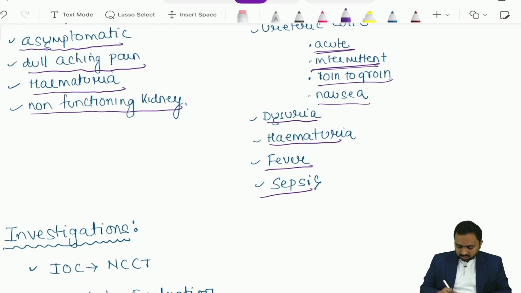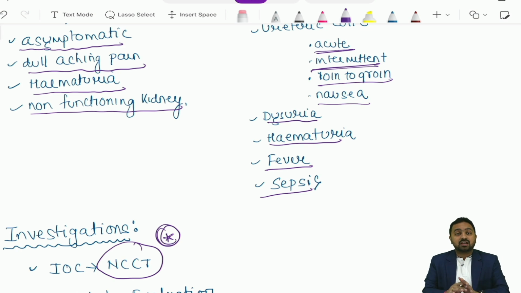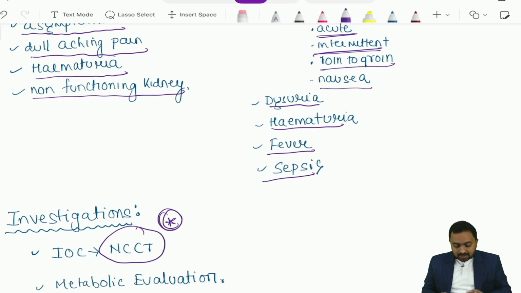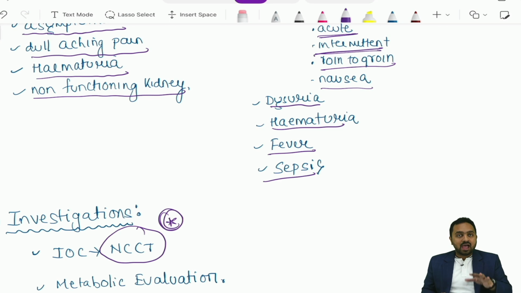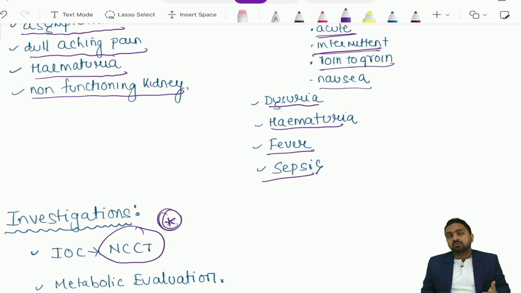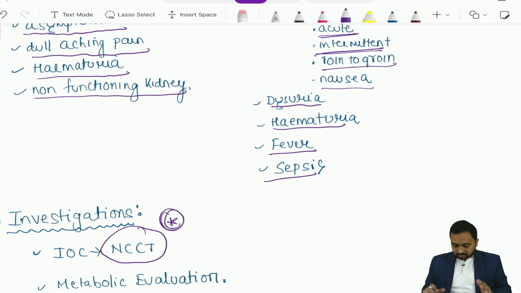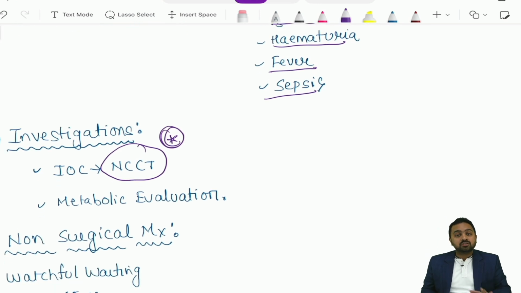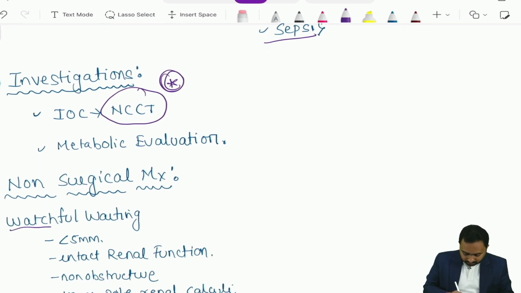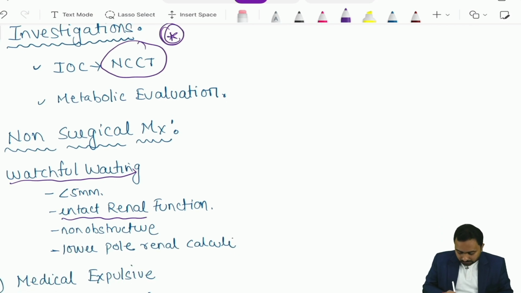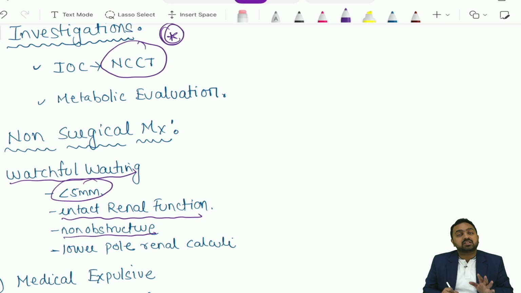Now investigation: the investigation of choice is the NCCT scan. There is no doubt or confusion regarding this, and apart from that you would obviously have to do some metabolic evaluation to rule out hypercalcemia disorders. Right. Now the non-surgical management includes watchful waiting. This watchful waiting is contemplated in those cases which have intact renal function, less than 5 mm stone size, non-obstructive kidney disease and lower pole renal calculi.